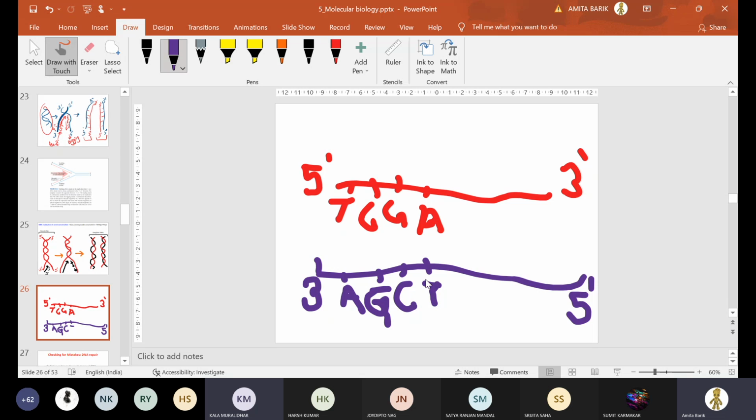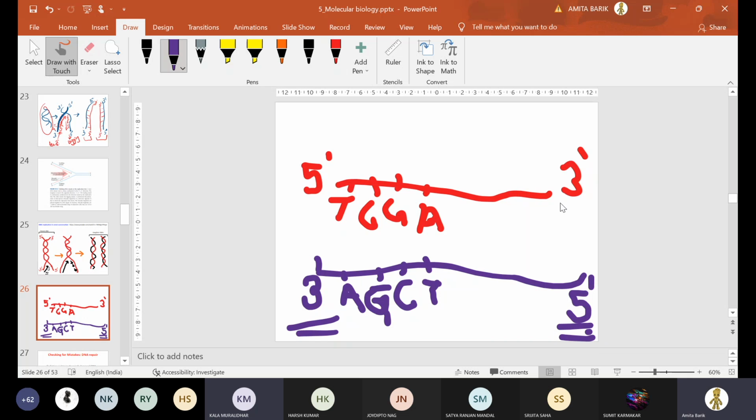So ATGC, if you can remember, and don't forget to put these things. These are very, very important. If you do not put these things, then I'm going to deduct marks. I'm telling you in the class itself. So don't forget to put the complementary strands. The polarity is very important, and then you can put the things.